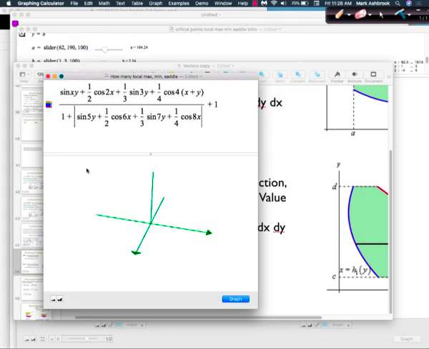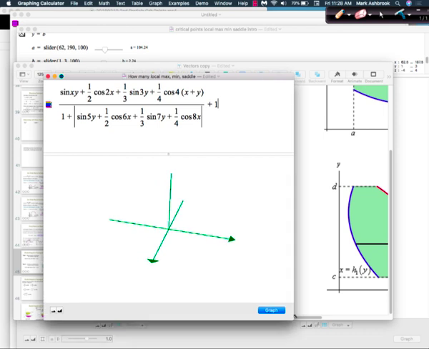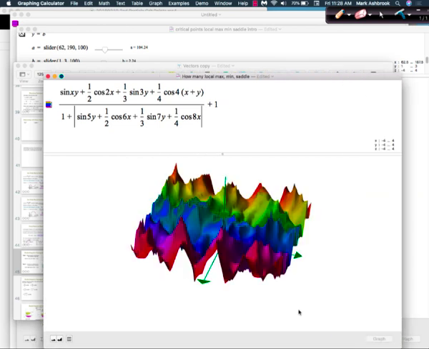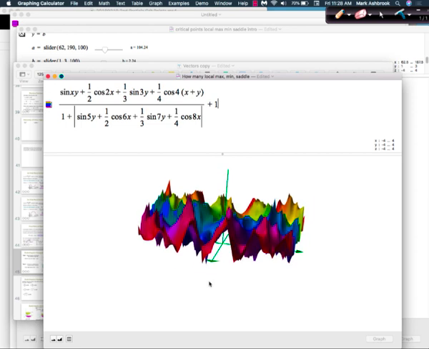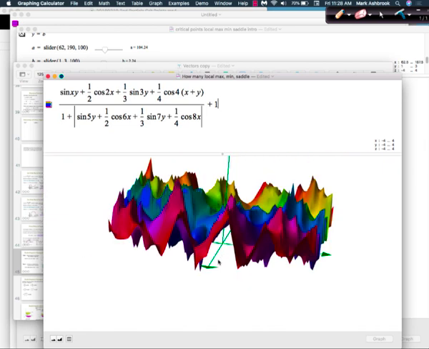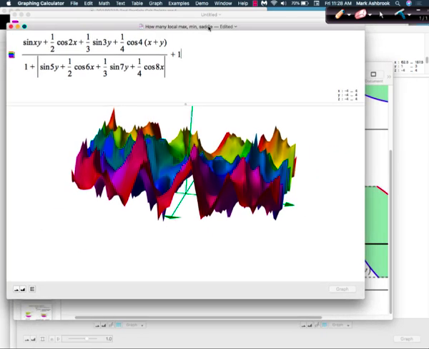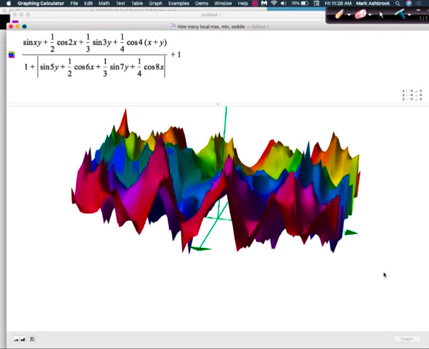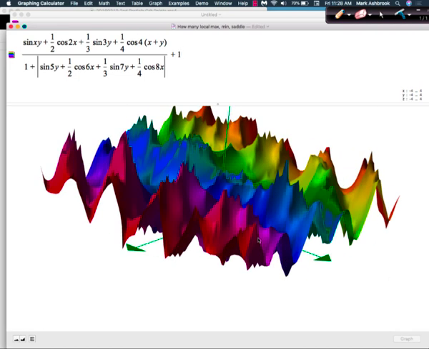So I told you we'd come back to this, so I'll come back to it now. I want you to count all maxes, mins, and saddle points in this picture here. All right, so how many maxes, how many mins, how many saddle points? I'm just kidding, of course. There's a gazillion. We have maxes everywhere, saddle points everywhere.